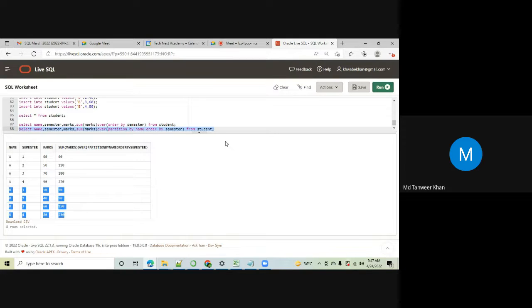You can do partition of anything, partition by name, partition by semester, whatever you want, but of course that should make some business sense. Okay, so this was about cumulative sum, guys. Any question on this? Any question? No questions?